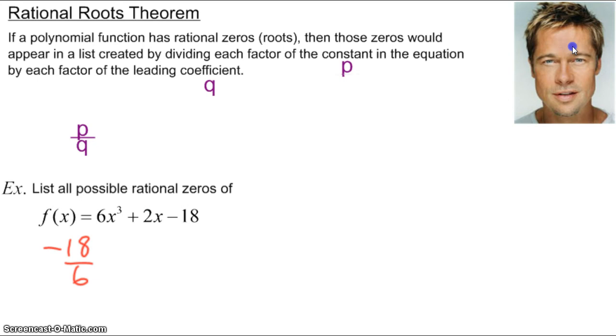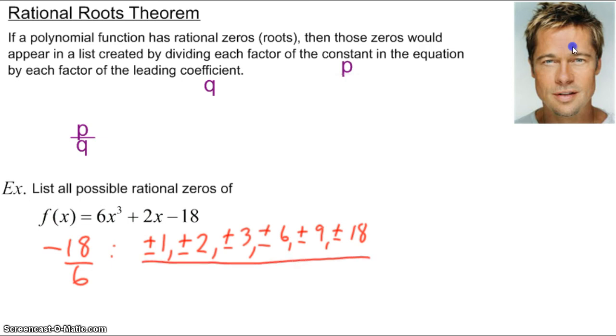I'm going to list out all the factors of negative 18, including the negative factors, and all the factors of 6. I've got positive and negative 1, positive and negative 2, positive and negative 3, positive and negative 6, positive and negative 9, positive and negative 18. Those are all the factors of 18. Now I'm going to divide each of those numbers by each of the factors of 6, which are positive and negative 1, positive and negative 2, positive and negative 3, and positive and negative 6.